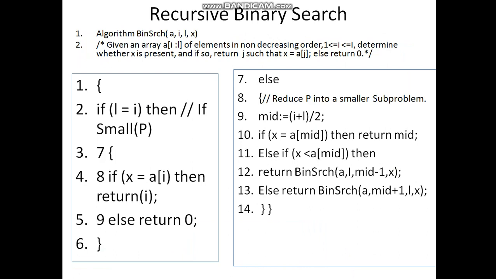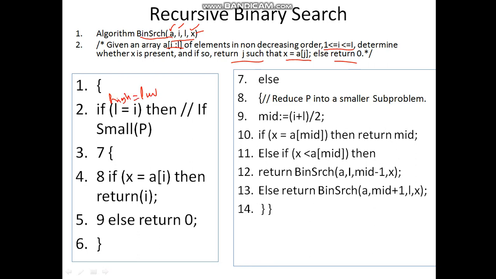Now this is an algorithm, binary search, with 4 parameters. A is an array of elements, I is low, L is high, and X is the element that I am searching for. Given an array A from low to high of elements in non-decreasing order, that is, 1 is less than or equal to low, and low is less than or equal to high, determine whether X is present, and if so, return J such that X is equal to A[J], otherwise return 0.